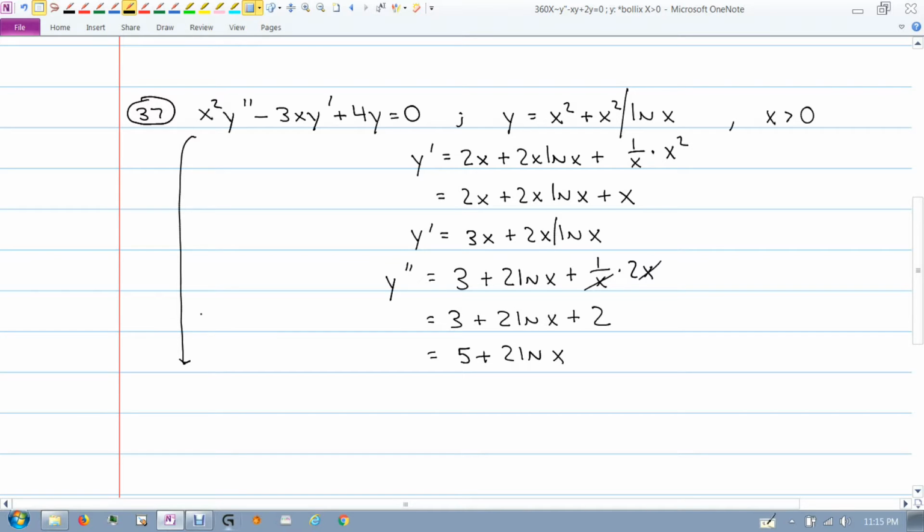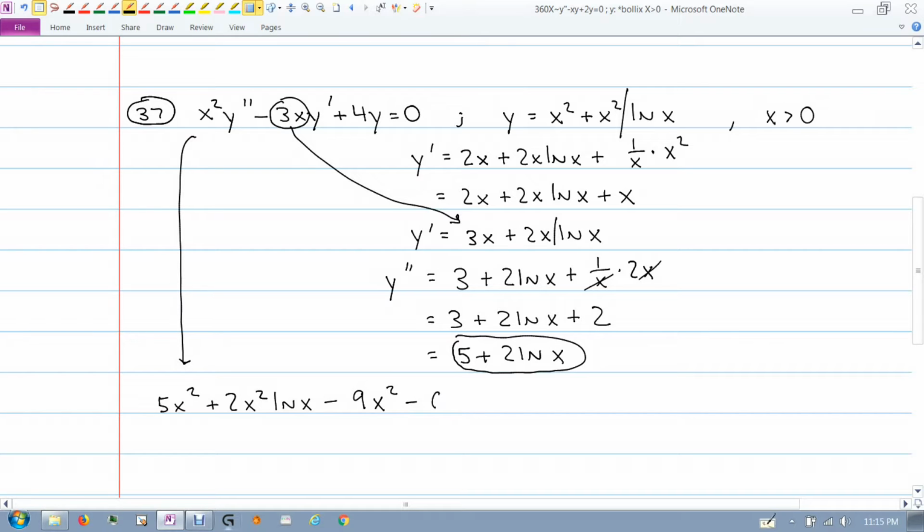What is x squared times y double prime? So here's y double prime. Imagine hitting that with an x squared. You get 5x squared plus 2x squared ln x minus, that's my minus now, imagine hitting 3x on this. And how about hitting it with a minus 3x? So it would become minus 9x squared, and then minus 6x squared ln x. And then I have plus, and now I'm going to hit 4 times this. So 4x squared plus 4x squared ln x.